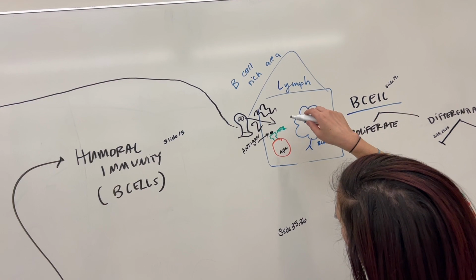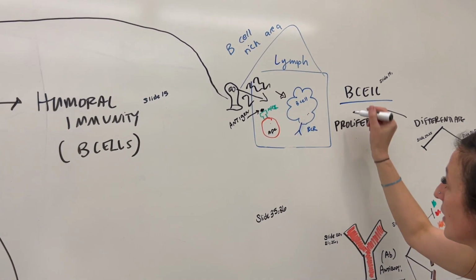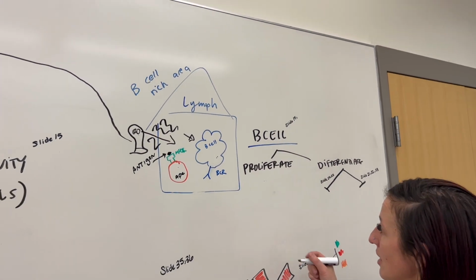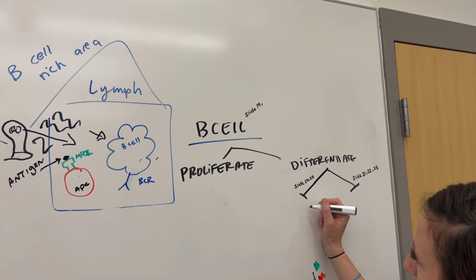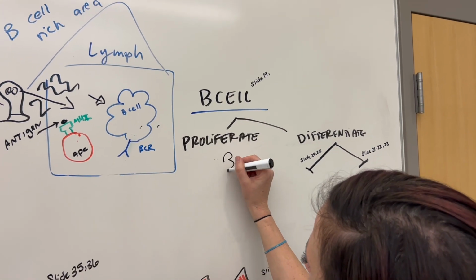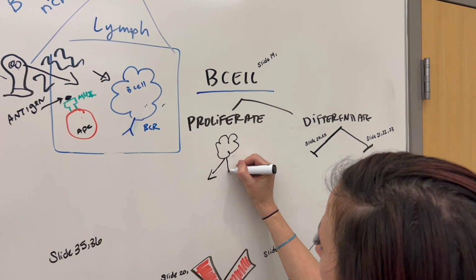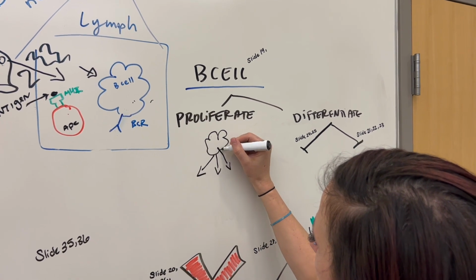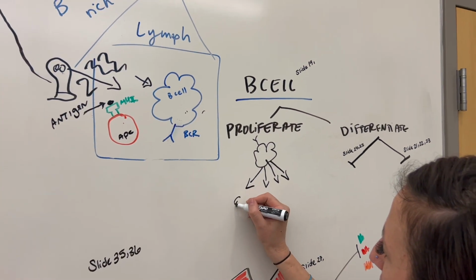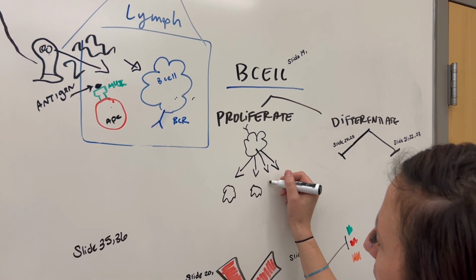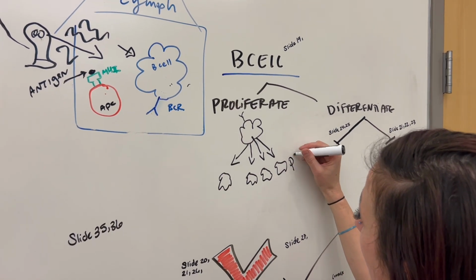So these inflammatory cytokines will tell the B cell now that it can proliferate and differentiate. So the B cell is going to start making a whole bunch of plasma B cells that have that perfect match. So now we're making a bunch of plasma B cells.